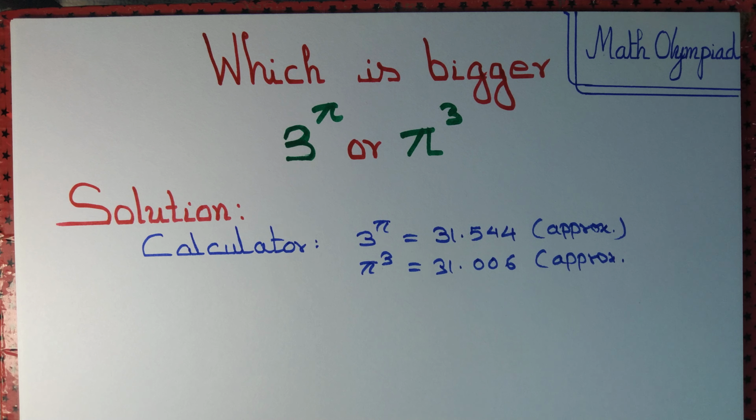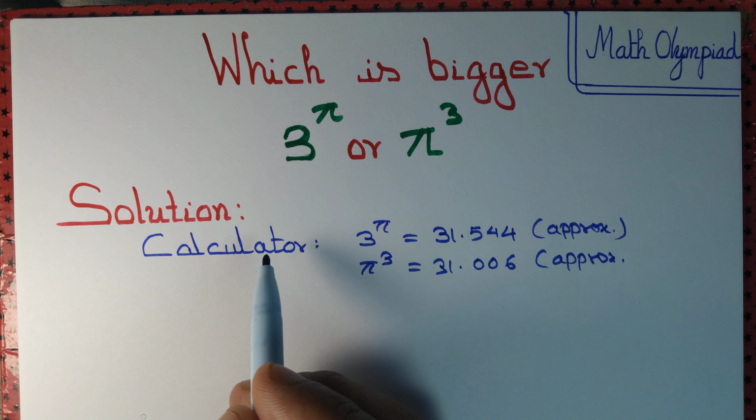What if the question asks you not to use a calculator? If we are not allowed to use a calculator, maybe we can use calculus. Okay, let's use calculus then. So we want to show that 3 to the power pi is bigger than pi cube.